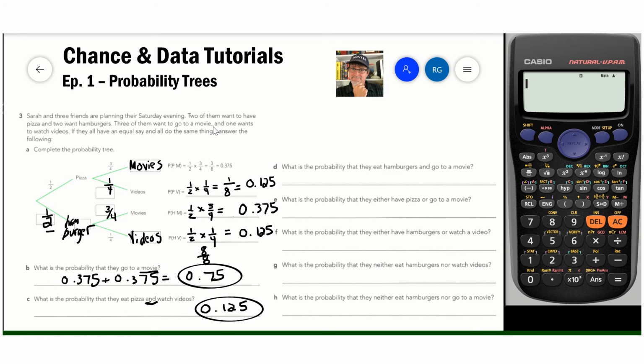Okay, D, what is the probability that they eat hamburgers and go to a movie? All right, so I'm going to follow the hamburger line here and then go up to movie, and I see that it's 0.375.